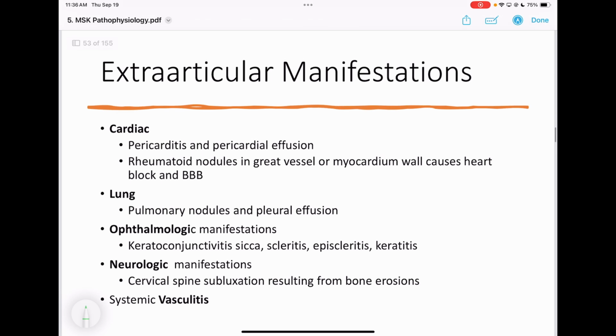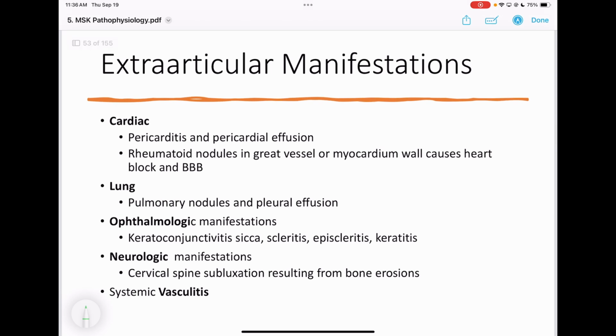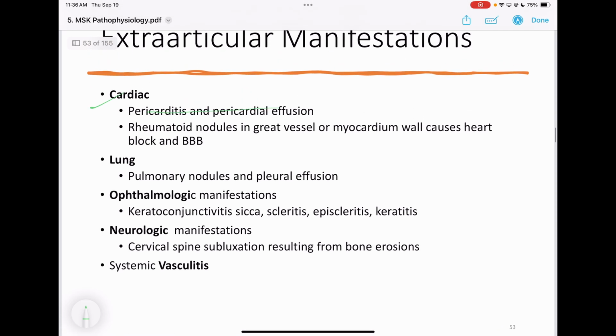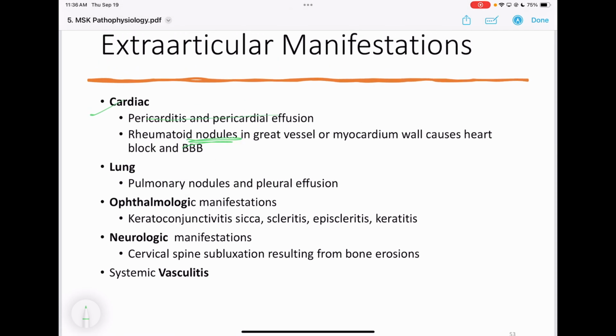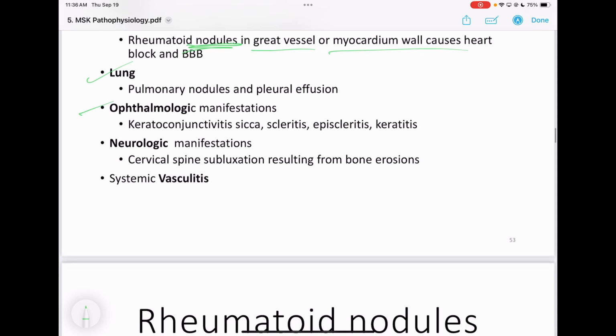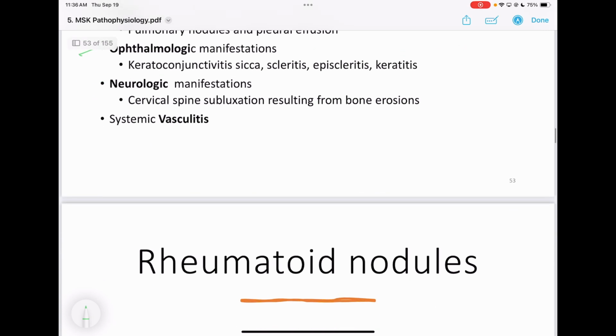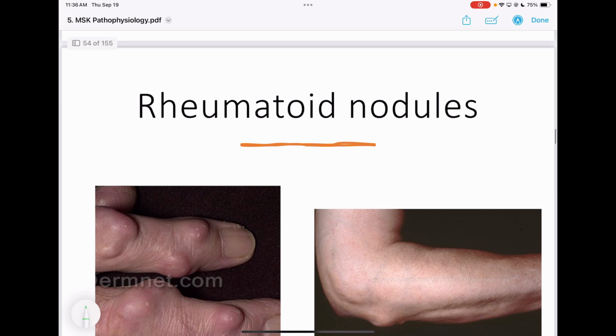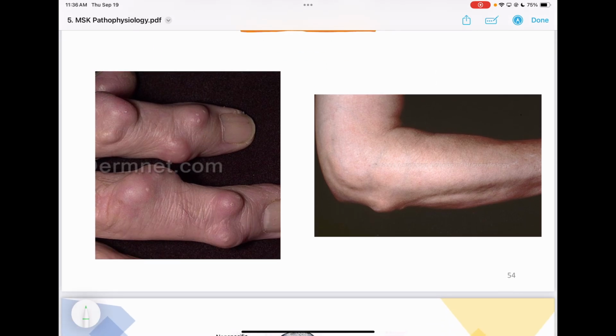Extra articular manifestations. So rheumatoid arthritis is not just going to cause a problem with the joints, it can also cause problems elsewhere in the body. Cardiac, pericarditis, pericardial effusions, rheumatoid nodules in great vessels, because they can make nodules. Great vessels, myocardial wall, cause issues with the lungs, pulmonary nodules and effusions, ophthalmic manifestations. So rheumatoid arthritis can also cause issues with your eyes, neural symptoms, and here's your systemic vasculitis again. What do they get with vasculitis, with derm, or what could they get? Palpable purpura. So these are some rheumatoid nodules that they will get with rheumatoid arthritis.